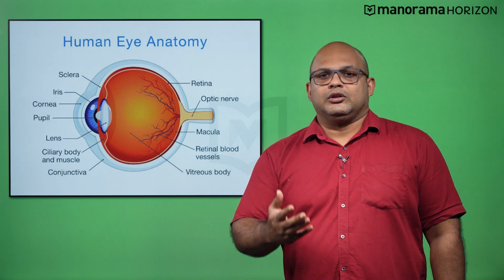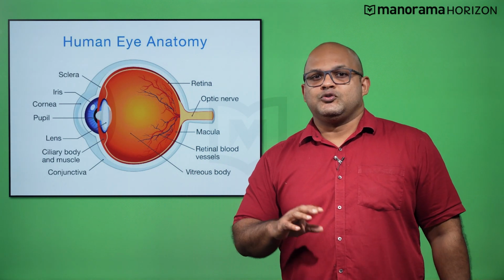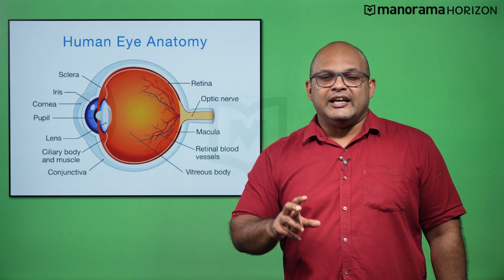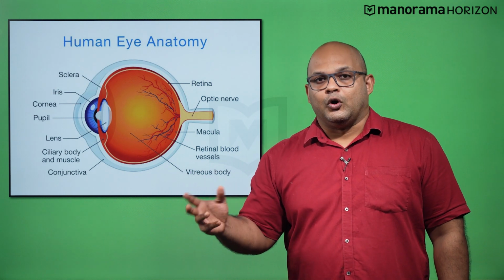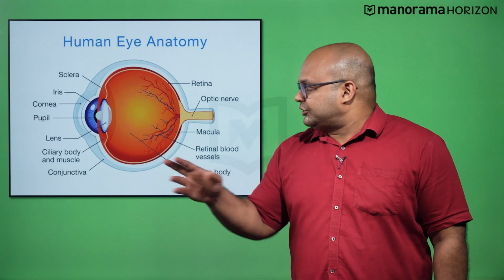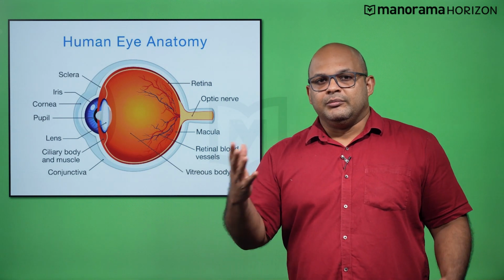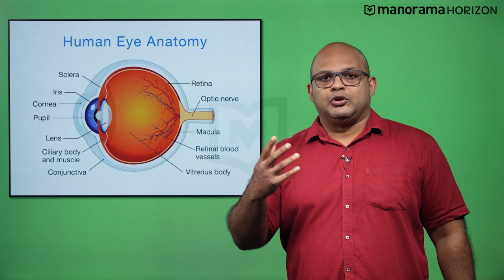When the object is brought closer to the eye, in order to maintain the same image lens distance, that is 2.5 centimeters, the focal length of the eye will change, or the lens in particular will change, becoming shorter through the action of these ciliary muscles. And this property of the eye, the ability to adapt the focal length to the position of the object, is known as accommodation.